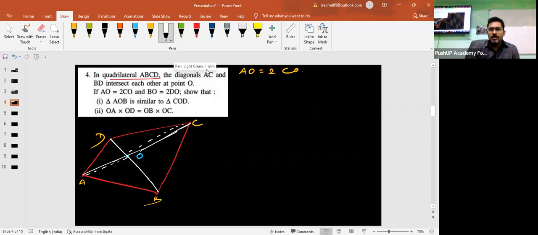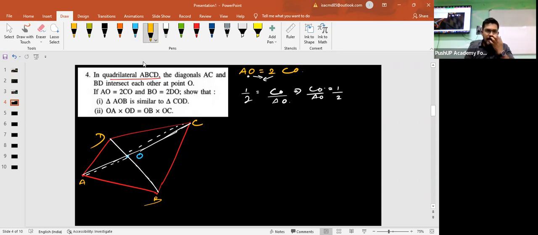Okay. See, what I'll do is I'll bring AO to the right hand side denominator and 2 to the left hand side denominator. So it becomes 1/2 is equal to what? CO by AO. Easy. Otherwise, you simply write it as CO by AO is equal to 1/2. Simply, they are trying to say the ratio between CO and AO will be what? 1:2. Okay.